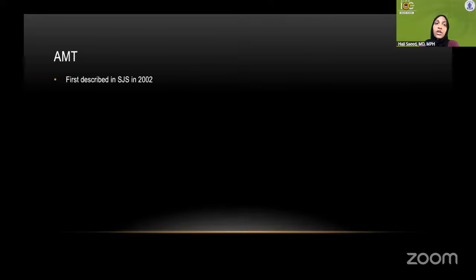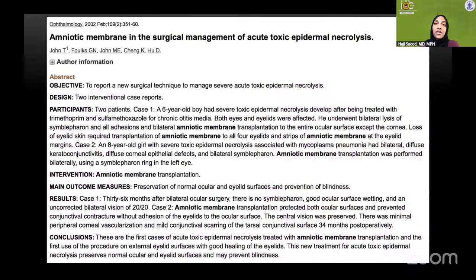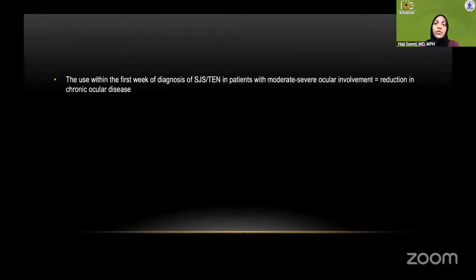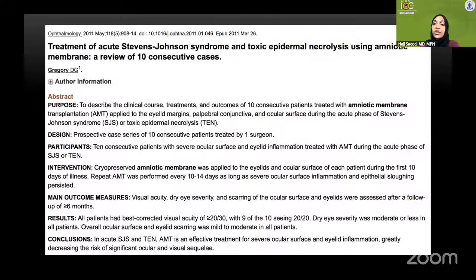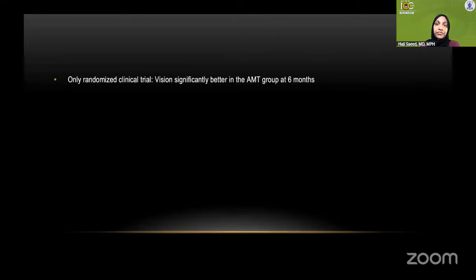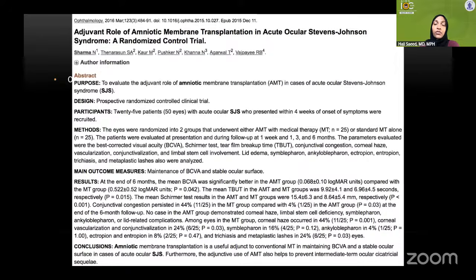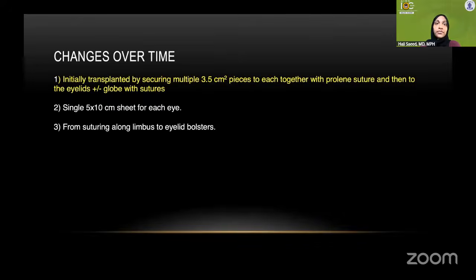So AMT was first described in 2002 by Thomas John in the use of acute toxic epidermal necrolysis. And in that case, it was used within the first week of diagnosis in patients with moderate to severe ocular involvement to reduce chronic ocular disease. And then it was really popularized by Darren Gregory, where the first 10 consecutive cases were published. And then there was a randomized trial, which is the only one in SJS in regard to amniotic membrane, which showed a significant benefit of amniotic membrane as well.